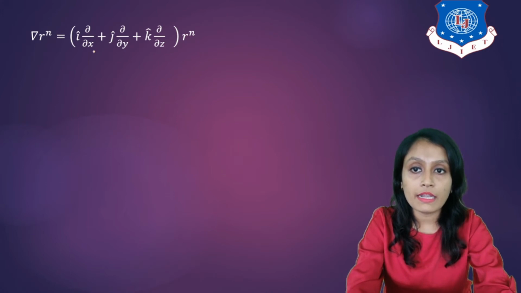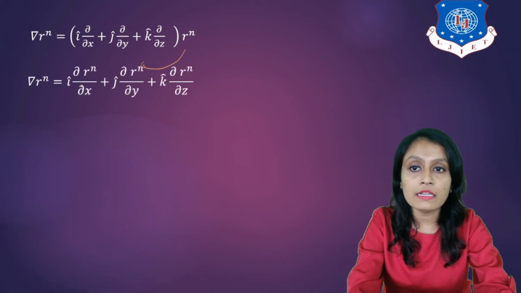Now, the formula to find gradient, that is del r raised to n is equal to i cap into del by del x plus j cap into del by del y plus k cap into del by del z into r raised to n. Now we will multiply r raised to n inside. So you will get i cap into del r raised to n by del x plus j cap del r raised to n by del y plus k cap del r raised to n by del z.